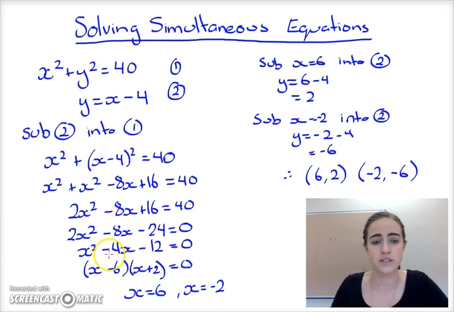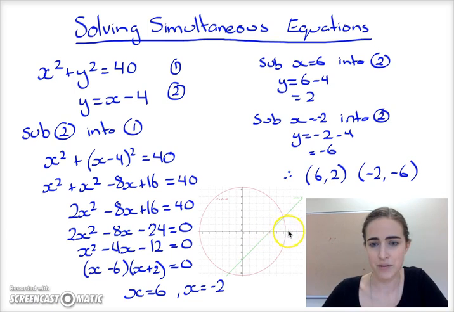Again, we can graph them and double check, and that would look like this. I had to sort of squish it in there a little bit, but you can see that the points of intersection are at (6, 2), and at (minus 2, minus 6) down here as well.